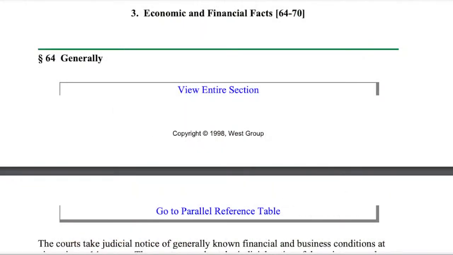Today we're going to be going over the economic and financial facts as applied to judicial notice, as we've been going over. And this is in Chapter 3, the economic and financial facts that can be judicially noticed. So we're on Section 64 generally.